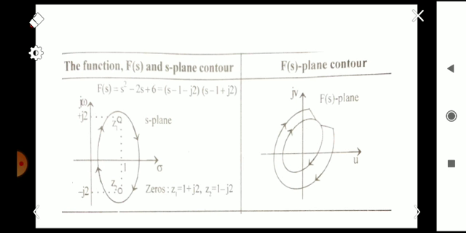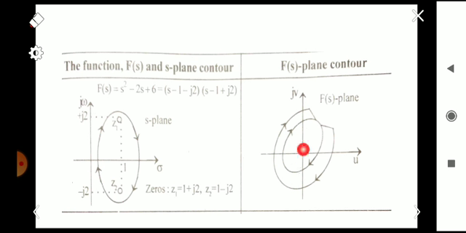We can consider any function, and this function is having two zeros, that is two complex zeros, z1 and z2, in the right half of the s plane. And if you are plotting the corresponding contour in the f of s plane, here actually this function has two zeros, and the contour in the f of s plane is like this.